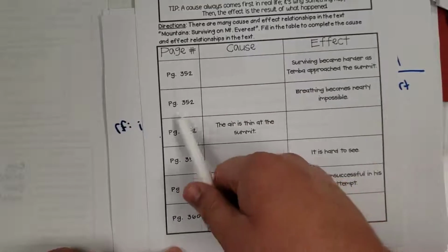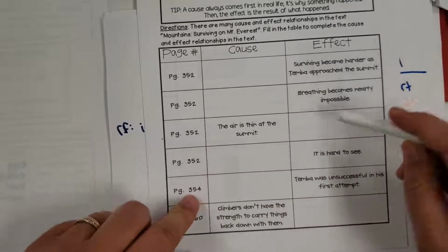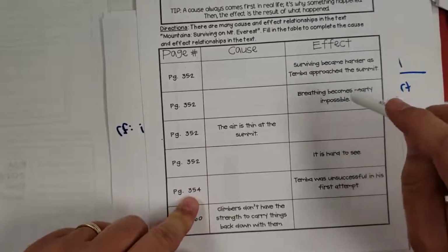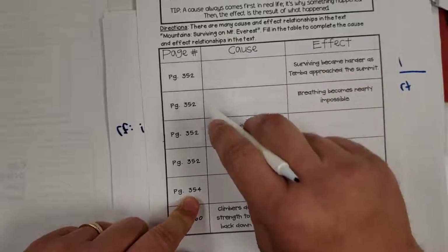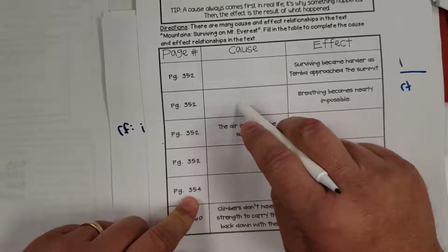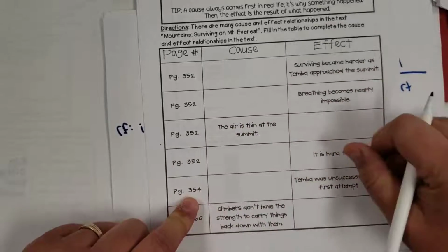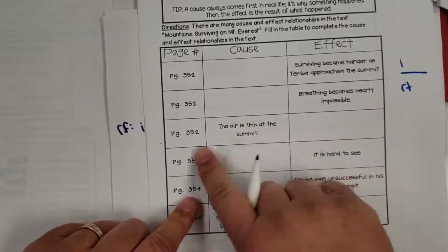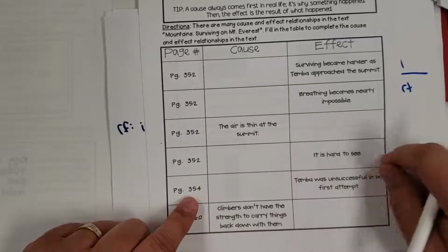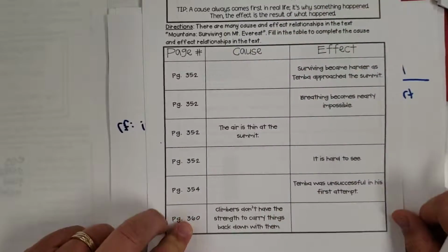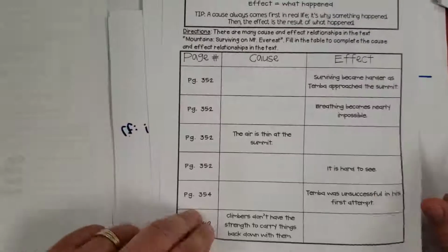On page 352, you'll look and see it says breathing becomes nearly impossible. Why is breathing nearly impossible? That would be the cause, so you'll fill that out here. The cause is why something happens, and the effect is what happens. So the air is thin at the summit on page 352. So what happens? You'll continue on with these. Okay, cool. And that is your reading for the day.